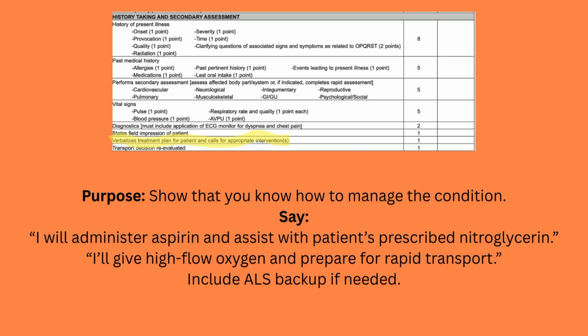After your field impression, you can verbalize your treatment plan, showing that you know how to manage the condition. You can say, example, I will administer aspirin and assist with the patient's nitroglycerin, or I'll give high-flow oxygen and prepare for rapid transport, etc., etc. Include ALS backup if needed.